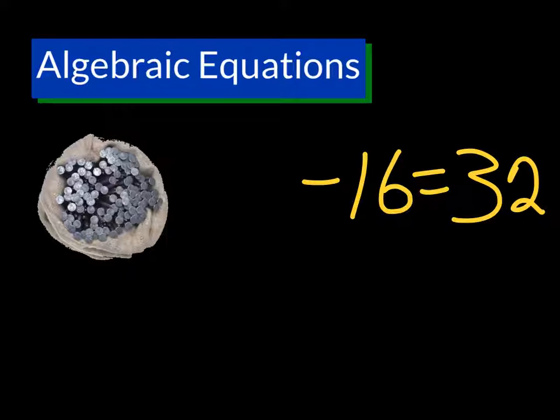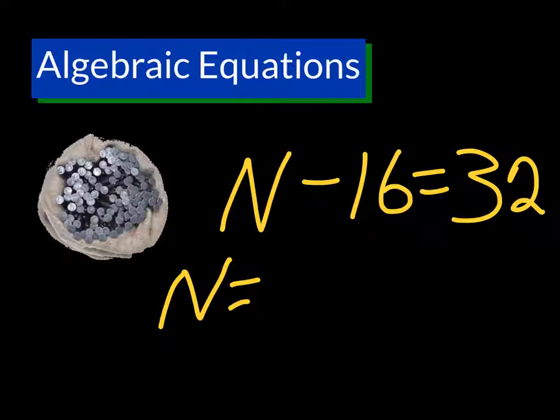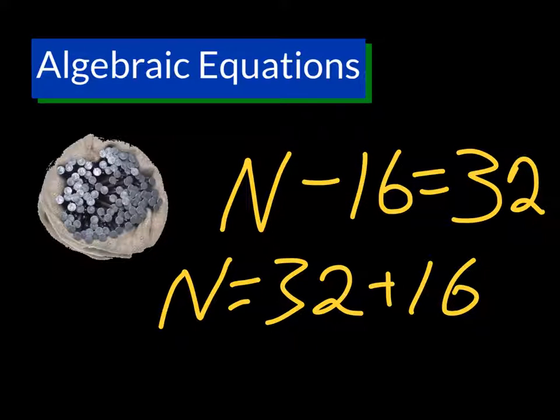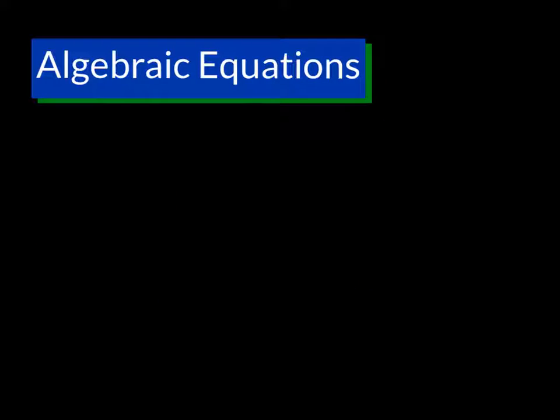The number of nails you started with in the bag was unknown, so let's use the letter N to represent the original number. You started with N nails, and your friend took 16, which left 32. So think of the problem like this. N minus 16 equals 32, therefore N is going to be equal to 32 plus 16, or 48. That was a pretty simple example, but algebra can be used to solve for unknown numbers in many situations.